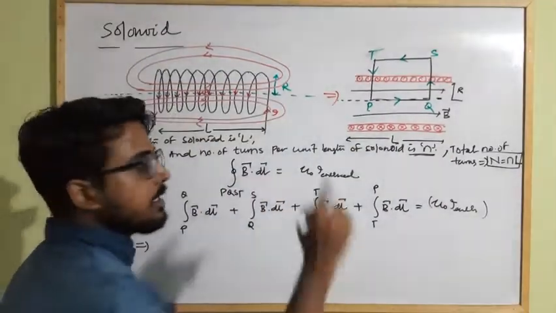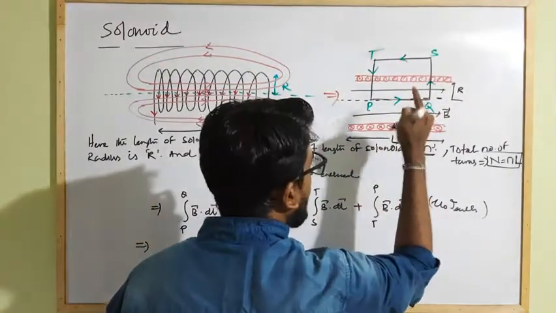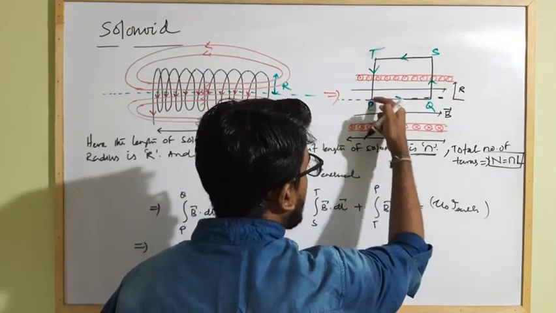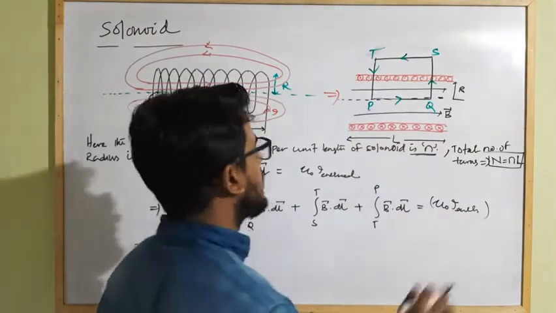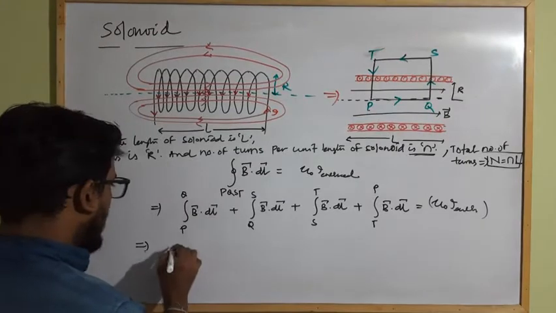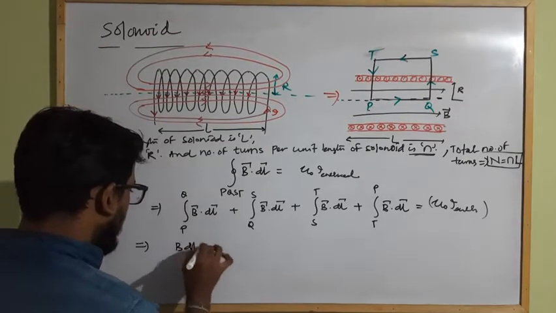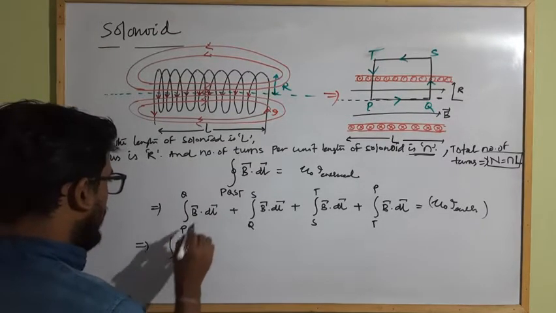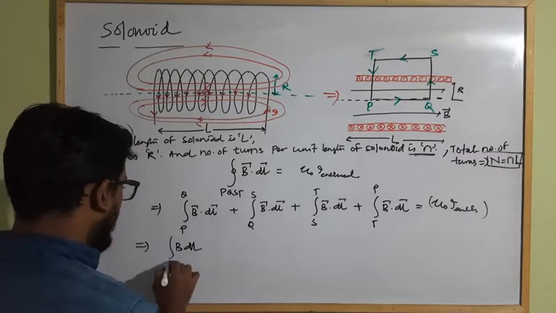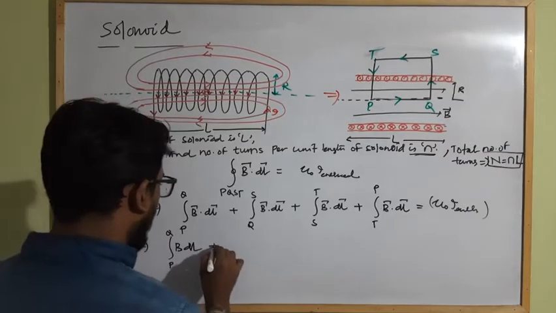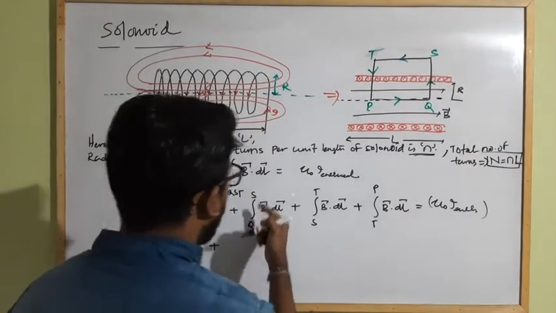The magnetic field strength is constant. So B will be constant at each and every point, and the angle between the dl vector and the B vector is 0. So for PQ we can write the integral of B dl cos 0 from P to Q, plus the integral of B dl from Q to S.